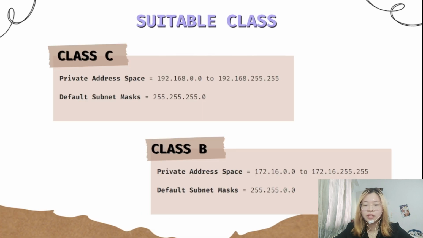For the next ones, the class C private address space is 192.168.0.0 to 192.168.255.255. For class C, the default subnet mask is 255.255.255.0. The class B private address space is 172.16.0.0 to 172.16.255.255. For class B, the default subnet mask is 255.255.0.0.